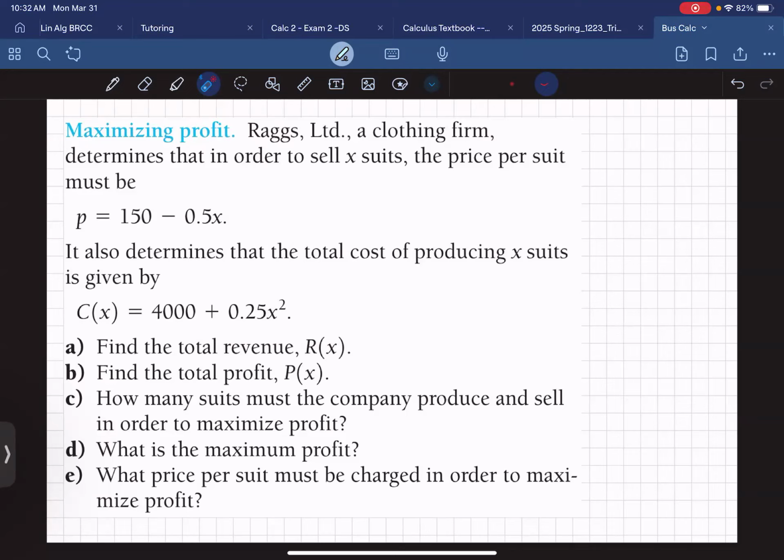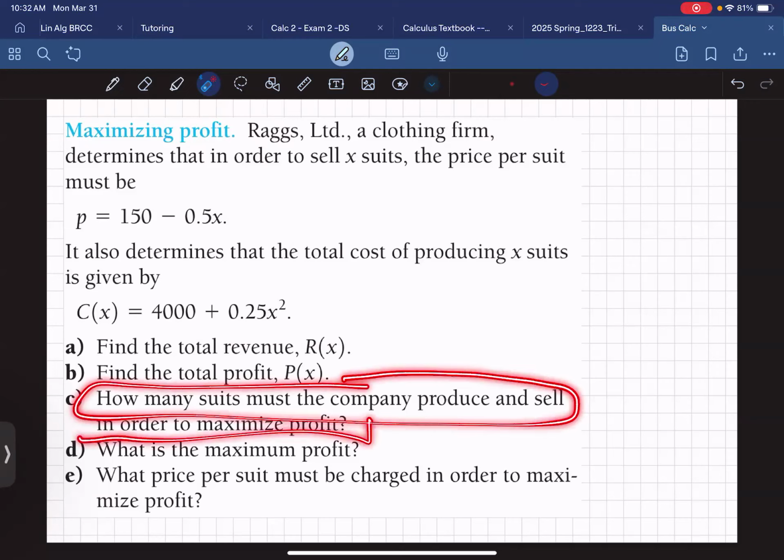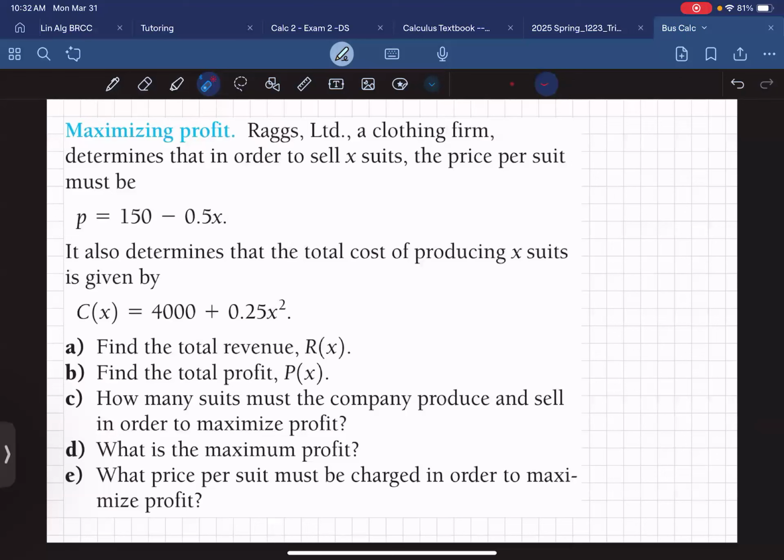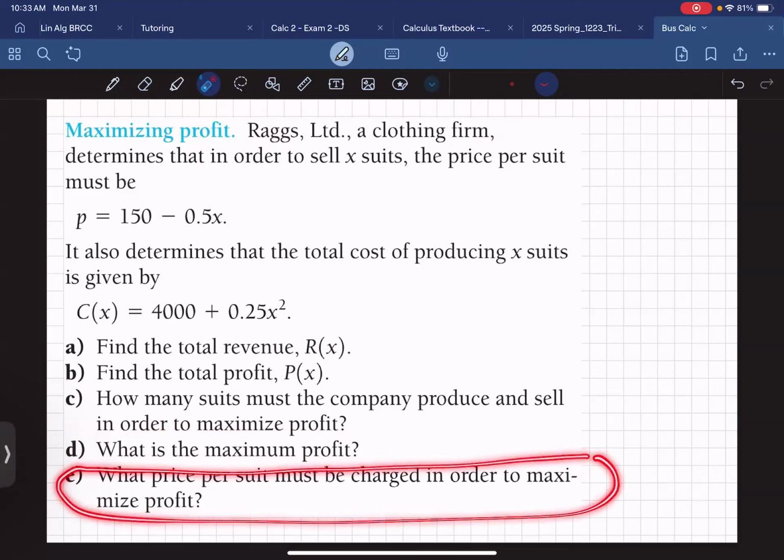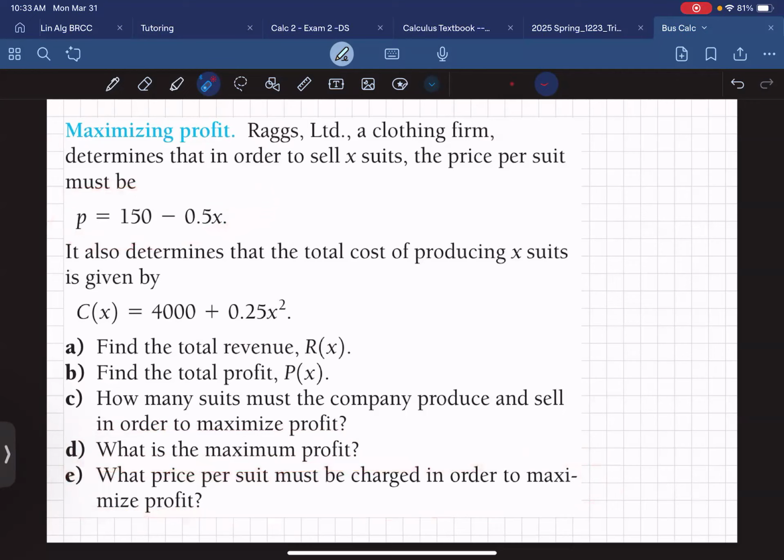So they want us to go through the process now to find the total revenue, find the total profit, and then it's saying how many suits must the company produce and sell to maximize the profit. Then it's going to ask us for the maximum profit. And lastly, it wants us to find the price per suit that must be charged to maximize profit, right? So you'll see this is the little extra piece this time, but that goes back to the fact that this is not the revenue function. Keep that in mind. Before it gave me the revenue function, but now it wants me to find one.